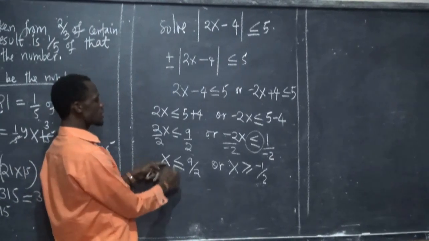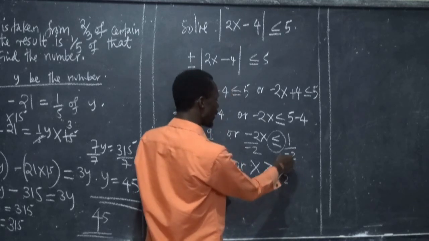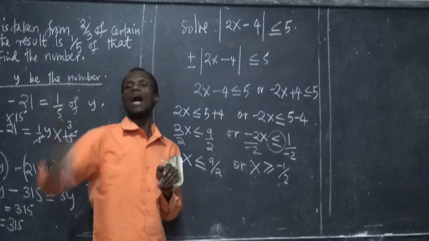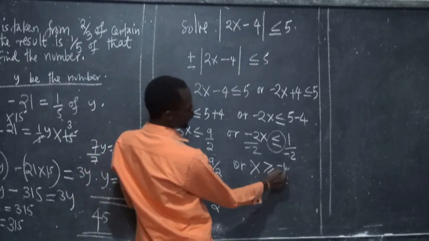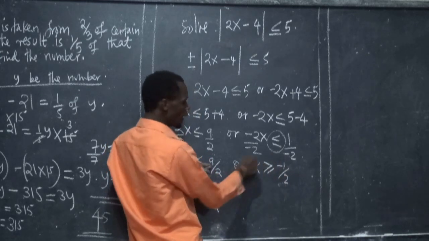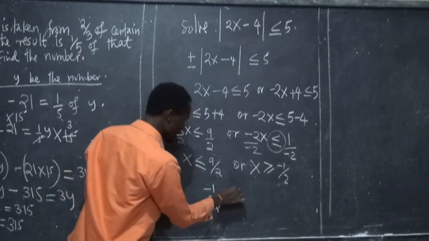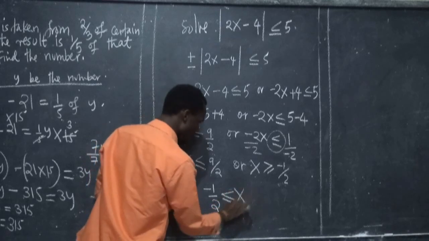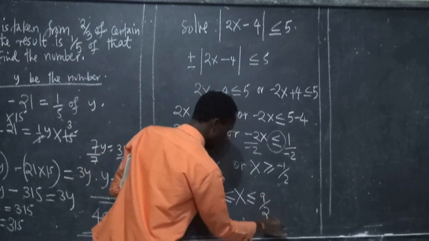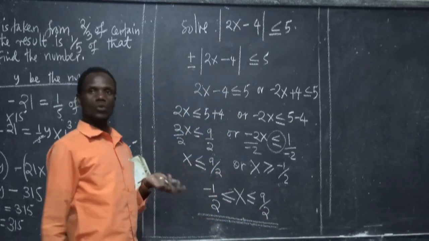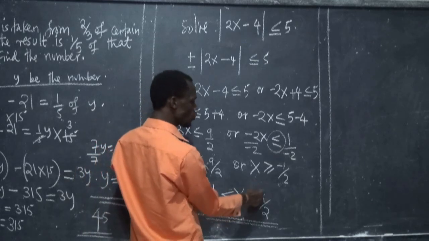Now, we have said x is less than 9 over 2, and then x is greater than negative 1 over 2. Now, you better start with the smallest number. Our smallest number now is negative 1 over 2. Negative 1 over 2 is less than or equal to x, but remember, x here is less than or equal to 9 over 2. Now we have collected our answer. That is to say, x is greater than or equal to negative 1 over 2, and x is less than or equal to 9 over 2.